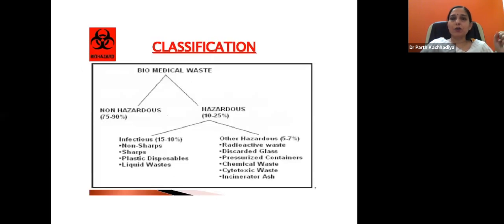So this is the classification of biomedical waste. Everyone might be knowing this. It is either non-hazardous or hazardous. If it is non-hazardous, to dispose of it is very easy. If it is hazardous, then it has to be again divided into two parts, that is, whether it is infectious or non-infectious.